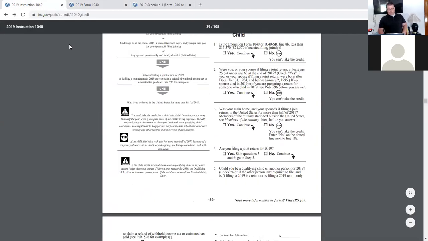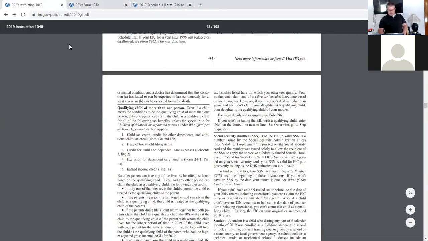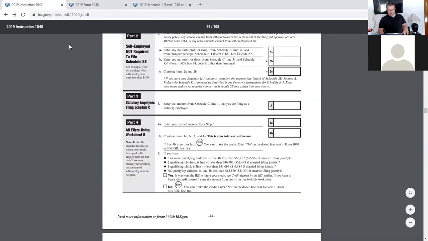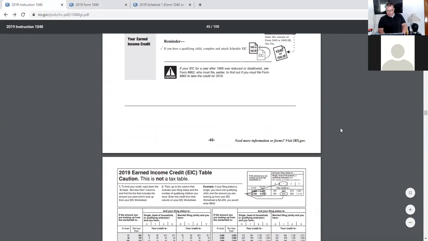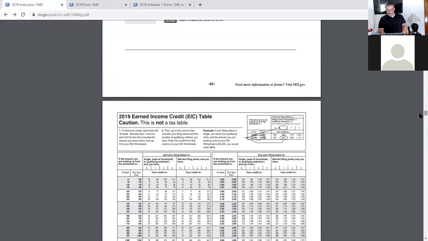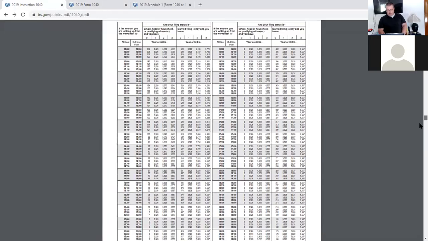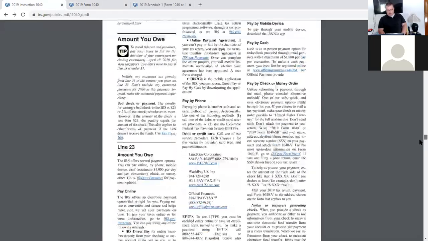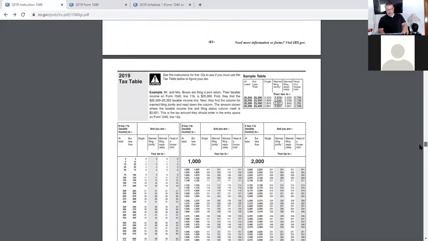Unfortunately, the tax tables are pretty much at the back of the book here, so we're going to have to scroll down for quite a while. Like I said, this is about 300 pages. So don't get confused. This is the earned income credit table. It looks a lot like the tax table, but it's not. It's earned income credit, and we'll get to what that is here in a bit. So scroll past the earned income credit table, and here we are at the 2019 tax table.